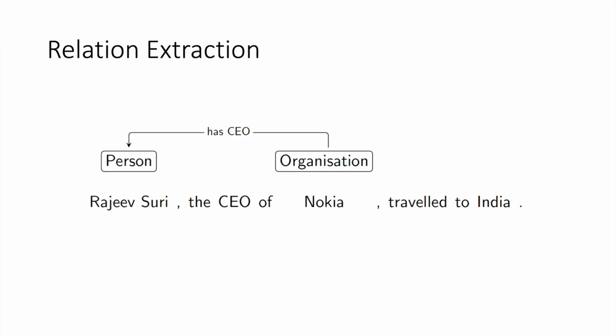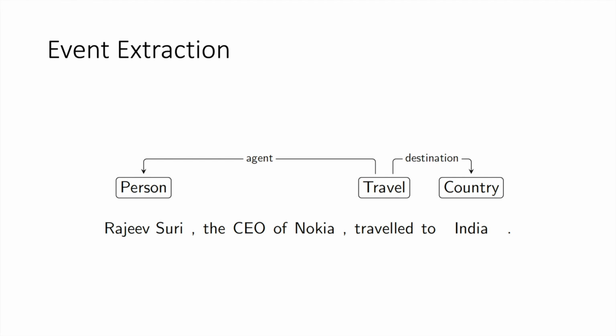What is relation extraction? It is about static relationships. For example, here we have person and organization, and the organization has a CEO, that is a person. So basically, Rajiv Suri is a person that is the CEO of that organization. We could also do event extraction. It concerns events happening in time, and here this person traveled to the country, so we find both the agent and a destination and then relate them to each other.